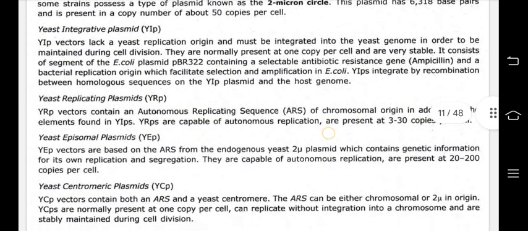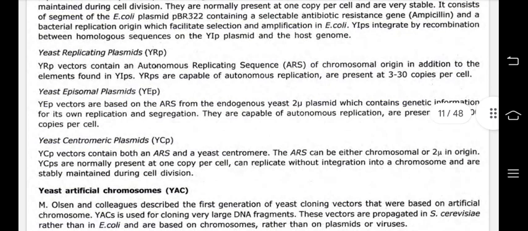Then yeast replicating plasmids, YRP. YRP vectors contain an autonomous replicating sequence, ARS, of chromosomal origin in addition to the elements found in YIP. YRPs are capable of autonomous replication and are present at 3 to 30 copies per cell. Then yeast episomal plasmids, YEP.